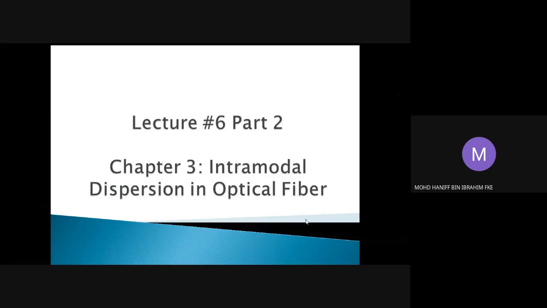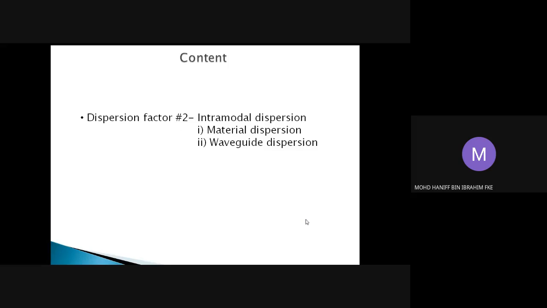So for this, we're going to learn about intramodal dispersion. Somehow it's a bit different in terms of the concept. So I need you to understand the concepts very well because it is very important for us later when we design the optical communication system. Okay, so this will be the content for today's lecture, in which we're going to learn about factor number 2 of dispersion, which is intramodal dispersion. And this intramodal dispersion can be further divided into two types. The first one is what we call material dispersion, and the second type is waveguide dispersion.